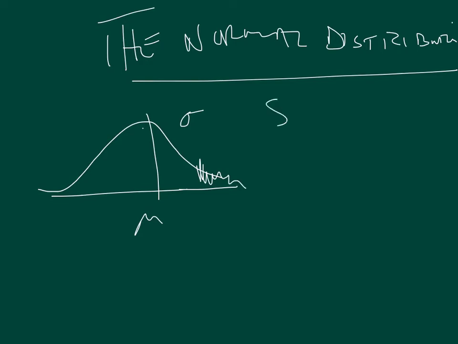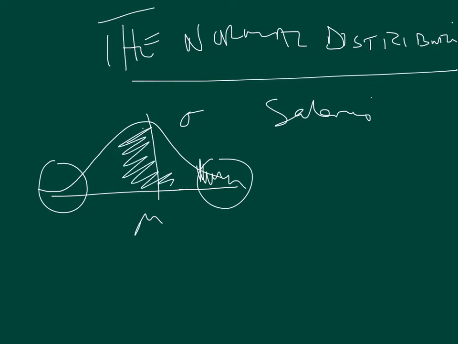If we're looking at salaries, we have a few people making a lot of money, a few people making very little money, although some people may argue with that. But the majority of us are somewhere in the middle. And so we get this bell-shaped curve.